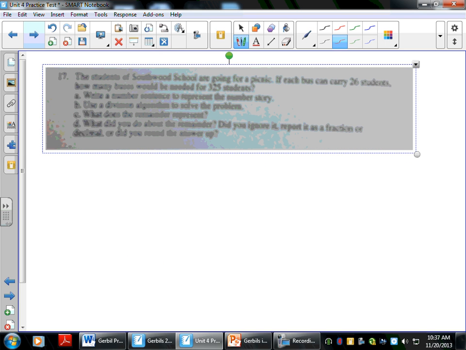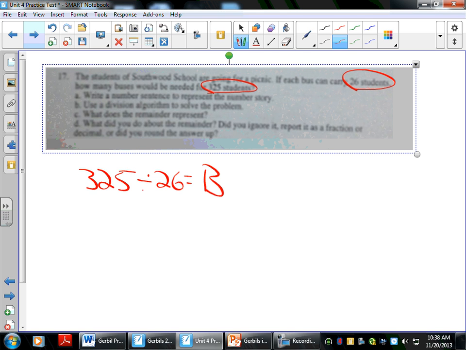Next problem. The students at Southwood School are going on a picnic. If each bus can carry 26 students, how many buses would we need for 325 students? Well, we have 325 divided by 26. That's how many can fit on a bus, equals B, because we want to know how many buses we need, okay? So let's take 325 off to the side here. Divide it by 26.